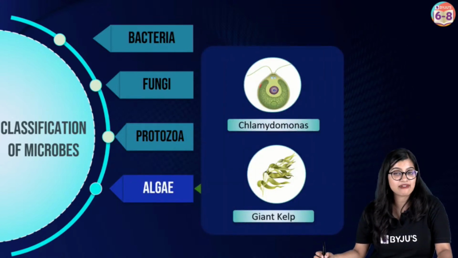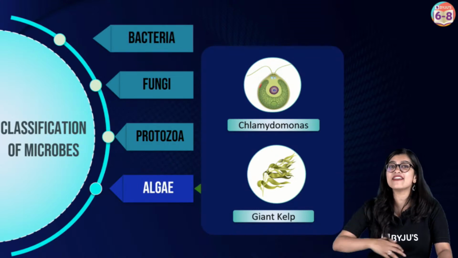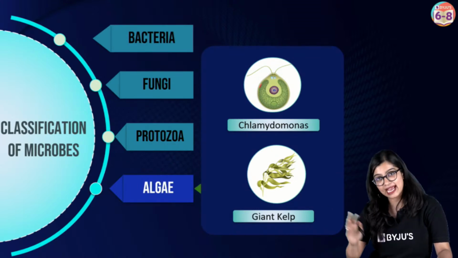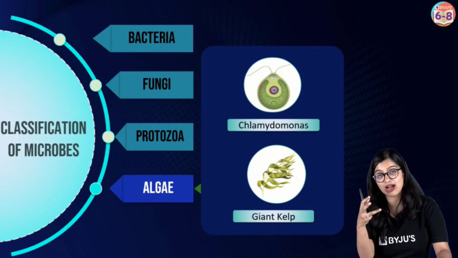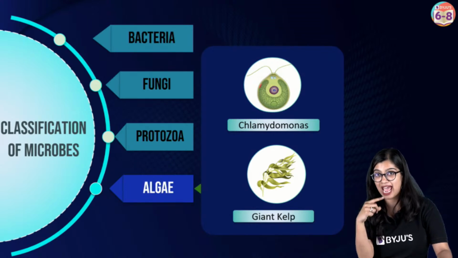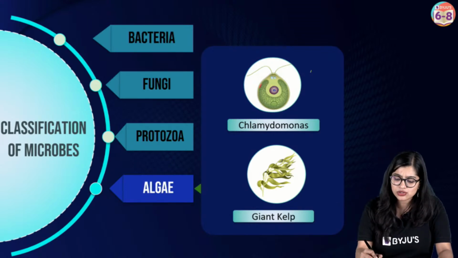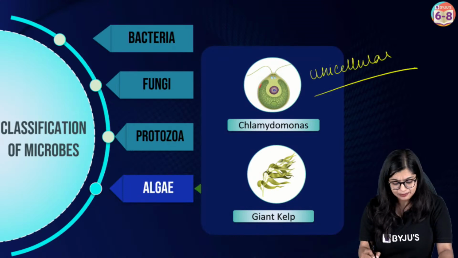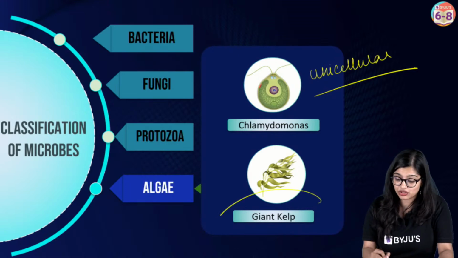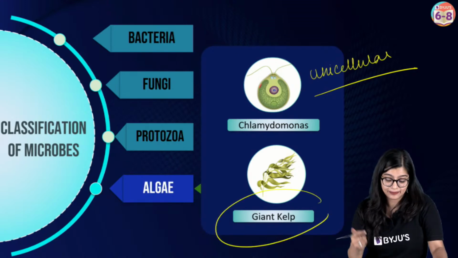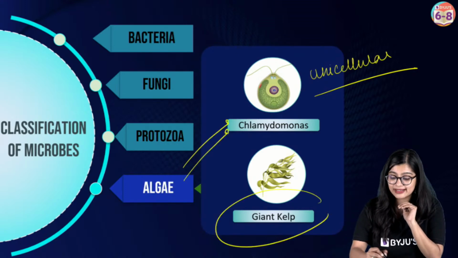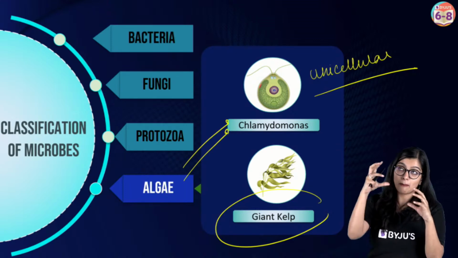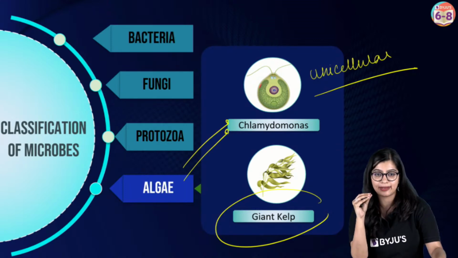Then of course we have algae. Now algae is a very wide category, okay? Like fungi, which could be unicellular and multicellular, algae also are unicellular, some of them, like chlamydomonas. While some are very big in size, like giant kelp, which is visible to the naked eye. So only one category of algae comes in as microscopic.